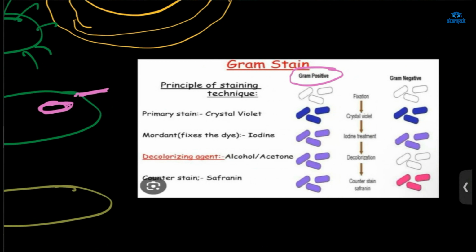Next, we put iodine. What will happen is that the violet color will stay. To fix the violet color, we are putting the iodine solution.